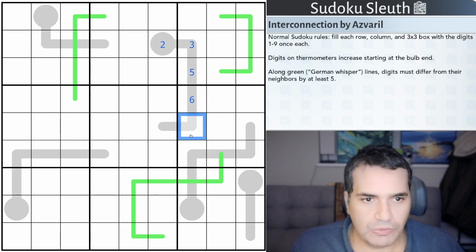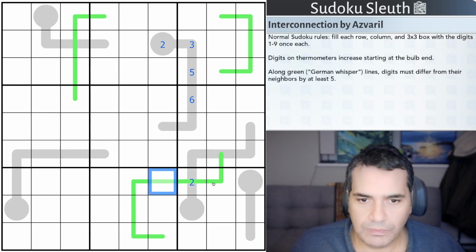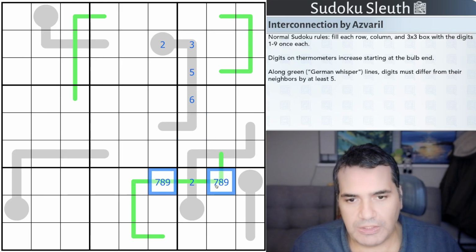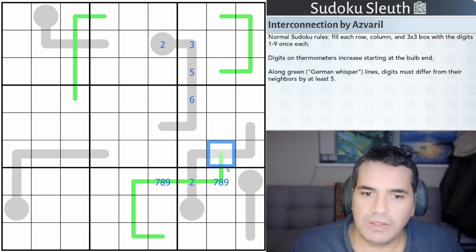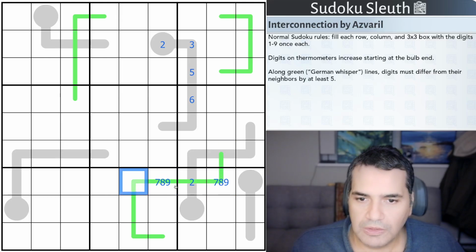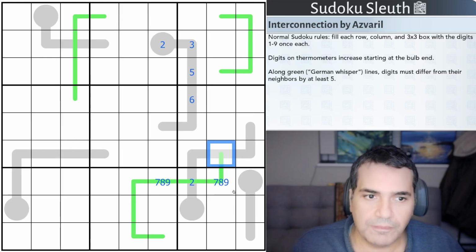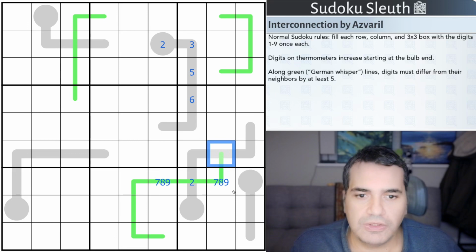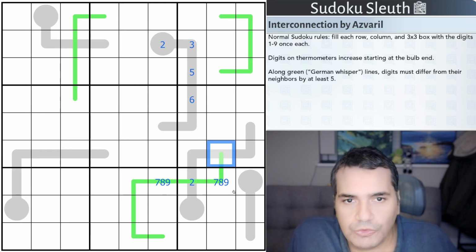Last but not least, we've got German whisper lines. So digits must differ by at least 5 from their neighbor. So if this is a 2, these 2 cells would have to be 7, 8, or 9 to be 5 or more away. And this is the classic German whisper line. You oscillate between high digits, 6, 7, 8, 9, low digits, 1, 2, 3, 4, and back and forth. Never on the 5, just always around the 5. And I'm sure you can determine why that is the case. That's all the rules we have for today.